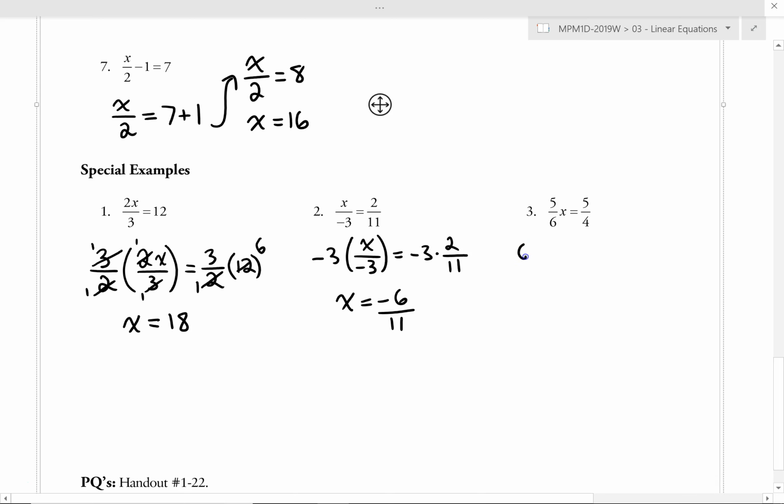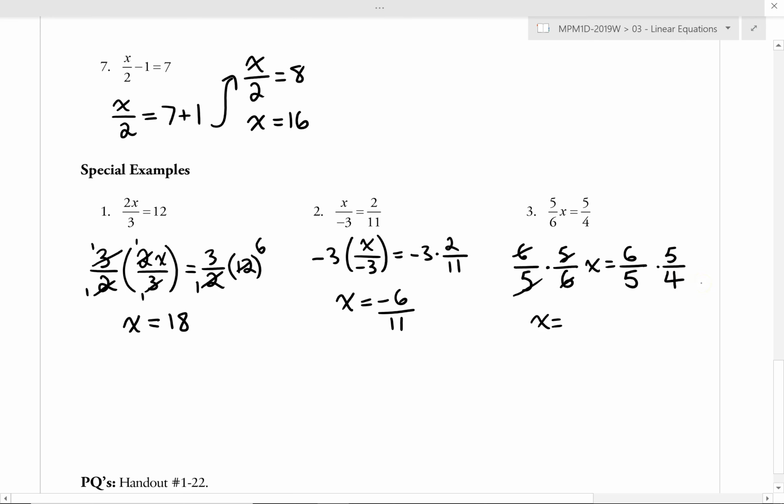Let's do it. So we're going to get 6 over 5 times 5 over 6 x, is equal to 6 over 5 times 5 over 4. And now, because we chose the reciprocal on the left, these all cross off, and we're left with just x equals, well, let's have a little look on the right here. Notice how we've got 5s that can cross cancel on the right. And we also have multiples of 2, you can divide these both by 2. You're going to get 3 and 2 on the bottom. So we're left with x equals 3 over 2.